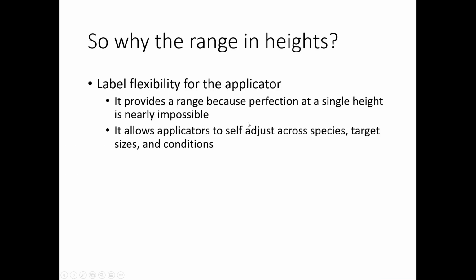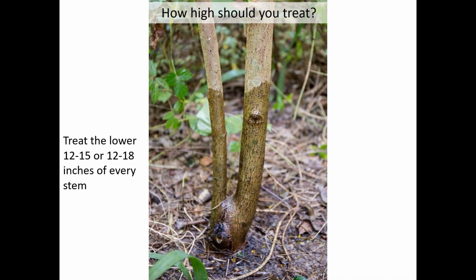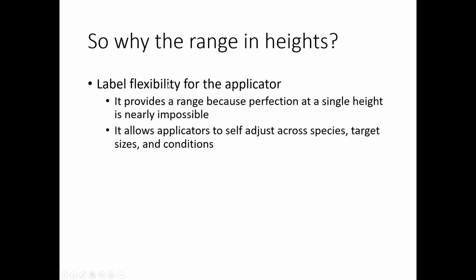Now, why is there a range in heights? Why do we say 12 to 15 or 12 to 18? This is really not based upon a whole lot of hardcore science as much as it gives label flexibility for the applicator. Having a range is necessary because perfection of treating at a single height is nearly impossible in most conditions, and applicators are just not going to be able to do it. So you can train applicators very well to get out there and quickly ascertain a range of 12 to 18 inches so that they're somewhere there getting good coverage all the way around all stems.